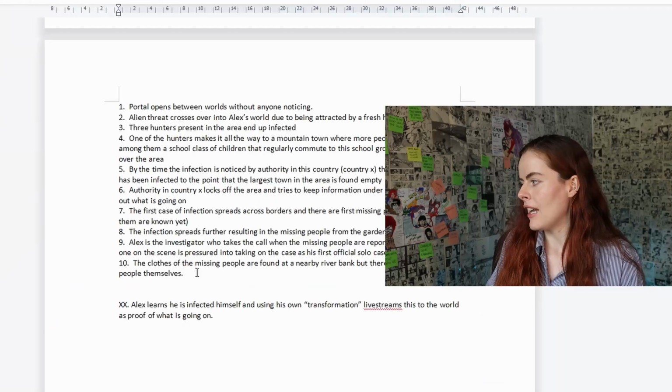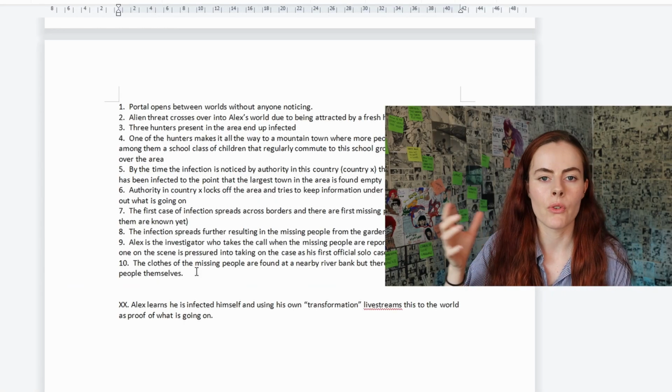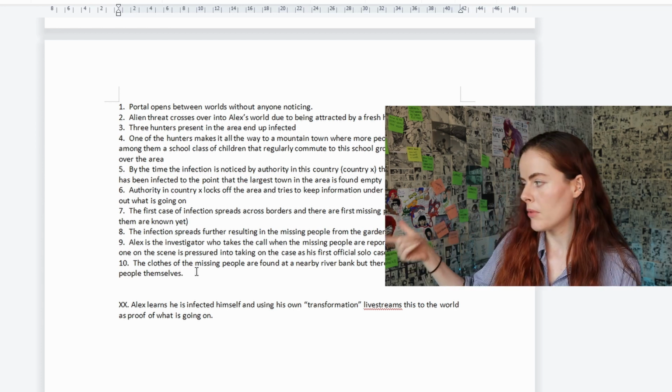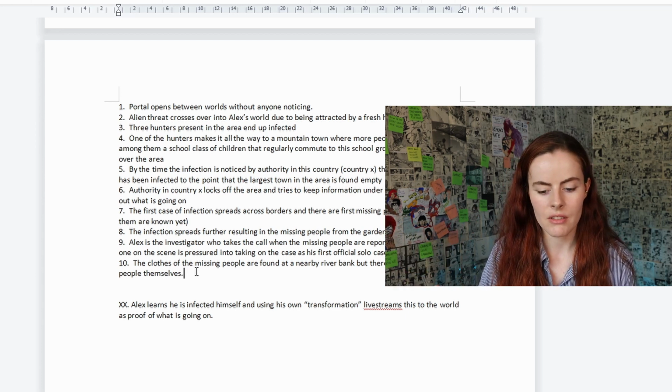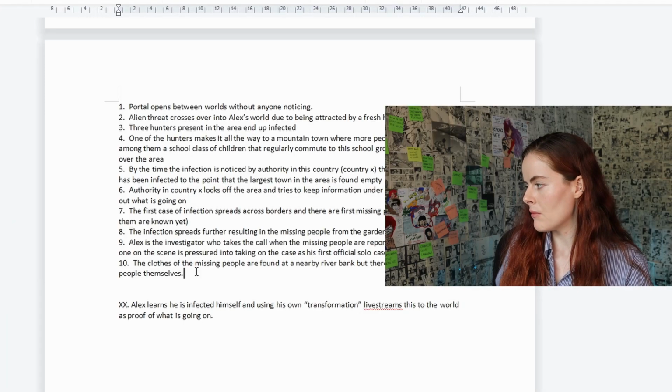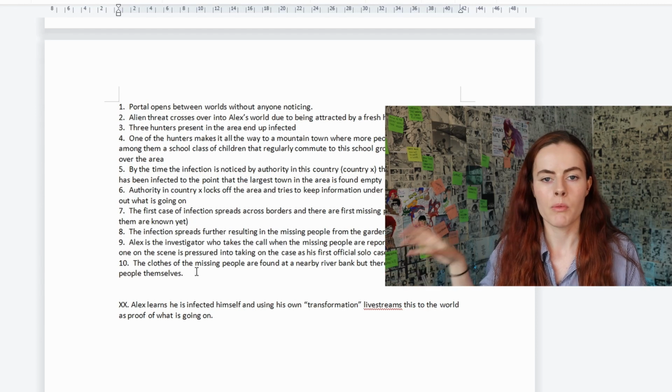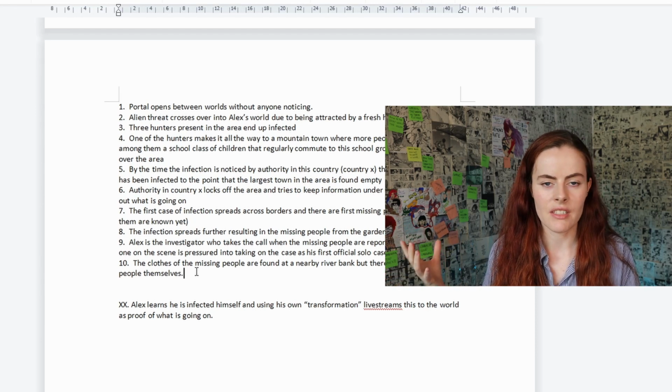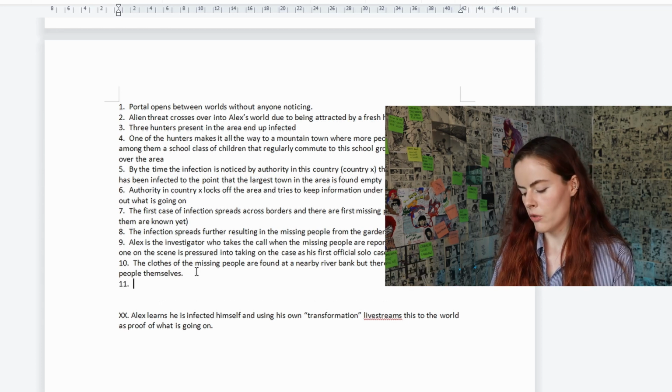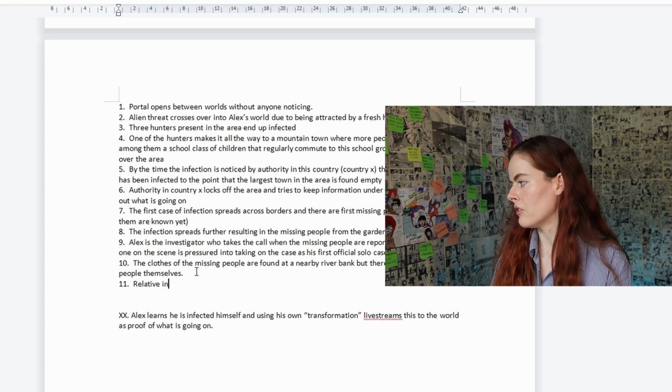Another approach is to go with character motivations. Alex here at 10 has found those missing people's clothes. The next plot beat would probably be a result of his action rather than just him reacting to what is going on. So from here it would tie into his motivation and his goal, and into who the character is and how they go about doing things. So this is probably where the investigation starts, and the next logical step in the investigation would be having relative interviews.